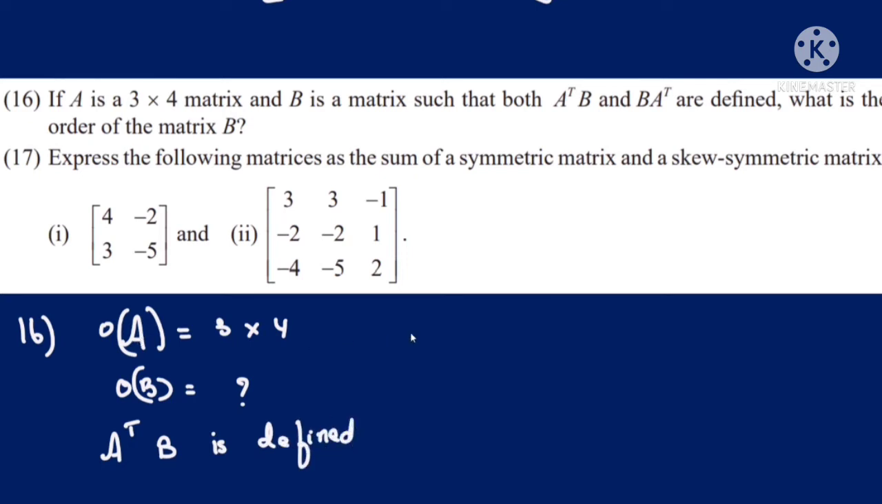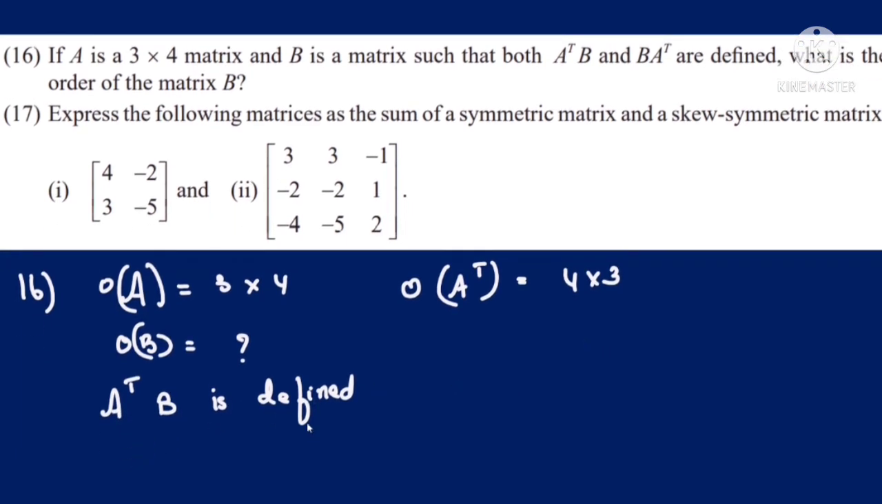What is the order of A transpose? 4 by 3. Columns will become rows, rows will become columns. Now, they have given A transpose into B is defined. So, when will you say it is defined? What is the condition? What is the order of A transpose? 4 by 3. Matrix B, we don't know. So, let us take it as M by N. We don't know the order of the matrix B.